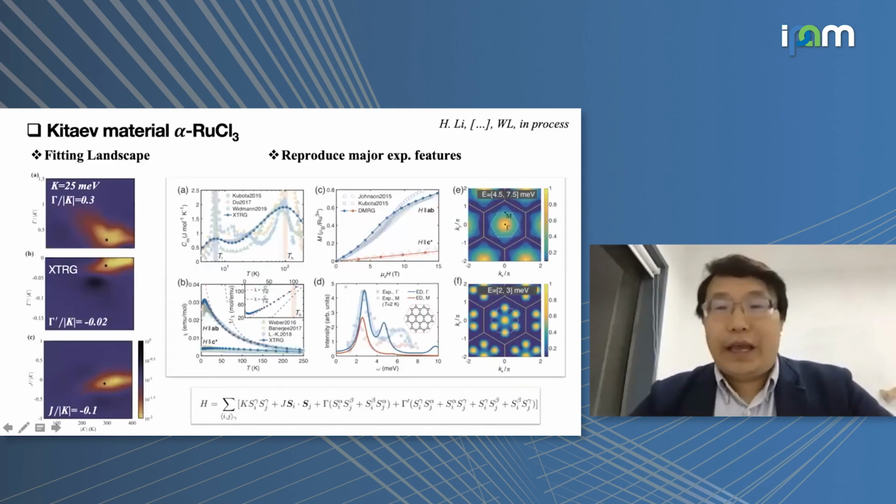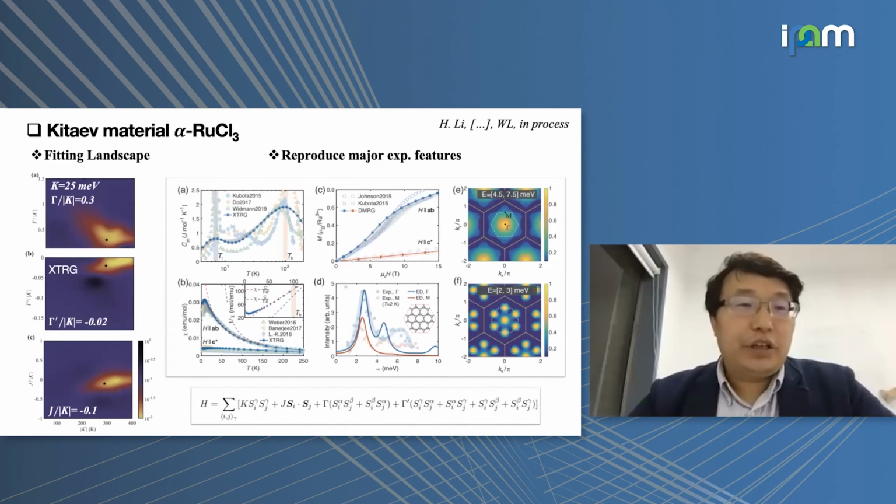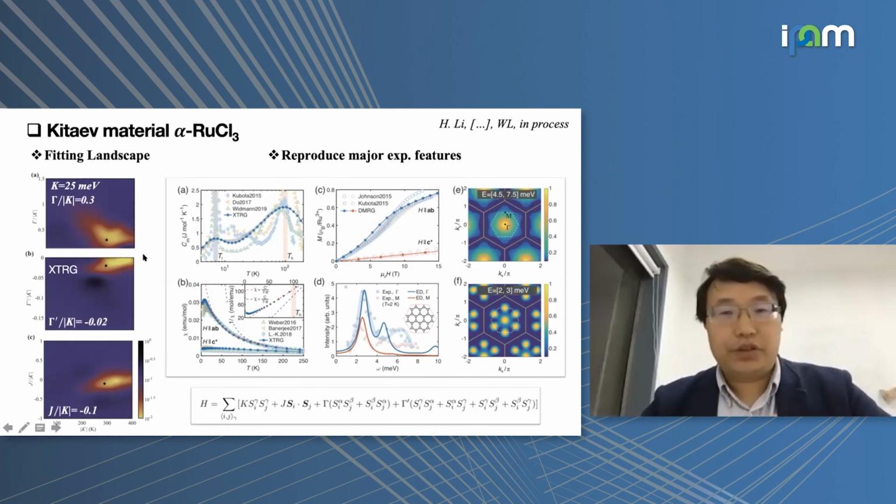Okay. I very briefly mention our Kitaev material, ruthenium chloride result. So we can use XTRG plus Bayesian optimization and get this landscape. And from this black point with the parameters here, we can actually reproduce the most major experimental features. So the model is a K, J, gamma prime model, and we can make further predictions. And now we are working closely with experimentalists to check those predictions.